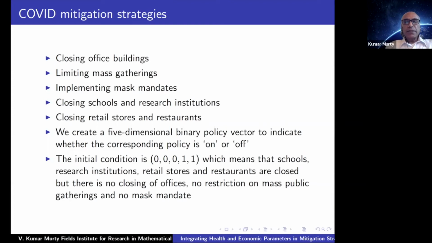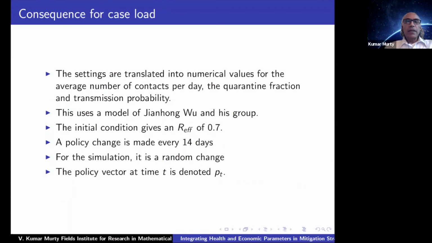So here we create a 5-dimensional binary policy vector to indicate whether the corresponding policy is on or off. So for example, if you look at the policy vector 00011, that means that schools and research institutions are closed, retail stores and restaurants are closed, but the first 3, that is offices, mass gatherings, and masking, are not implemented. That's all that means. So I just have it as on or off. That's obviously, again, a simplifying assumption. Each of these policies, these strategies, is either on or off. Then these settings are translated into numerical values for the average number of contacts per day, the quarantine fraction, and transmission probability.